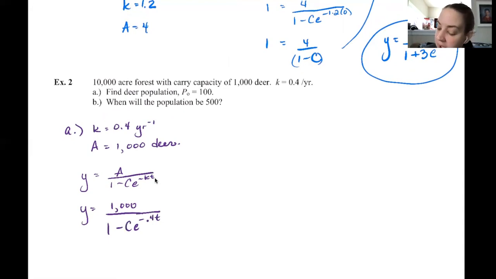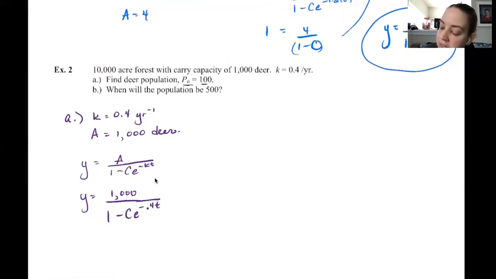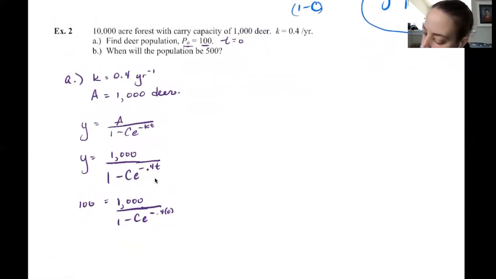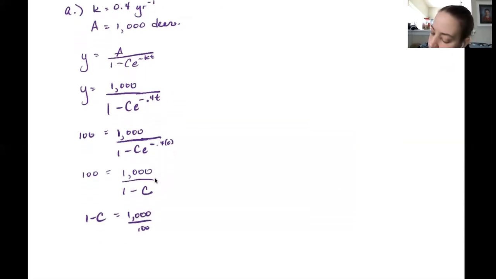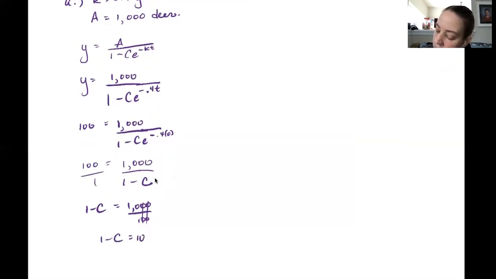Now, when the initial population is 100, that word initial, or that sub-zero, is a sneaky way of saying time equals 0. So we can say 100 is equal to 1,000 over 1 minus c e to the negative 0.4 times 0. 100 equals 1,000 over 1 minus c. Now, how do we solve this? I'm going to cross multiply. 1 minus c is equal to 1,000 over 100. Cross off the 2 zeros, we get 10, by the way, that's over 1. So negative c is equal to 9, so c is equal to negative 9.